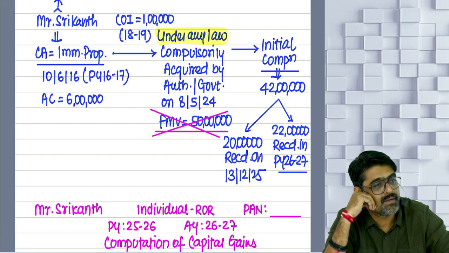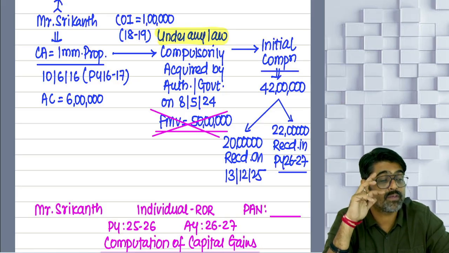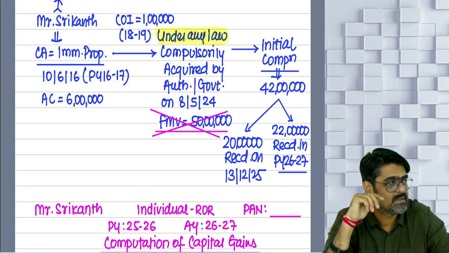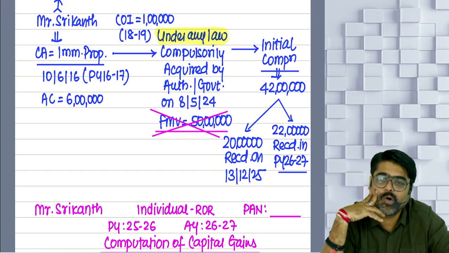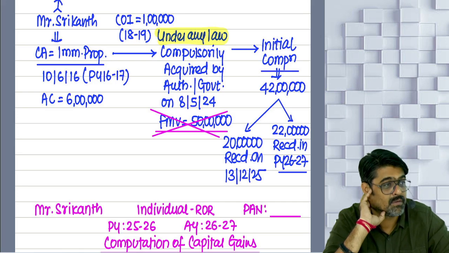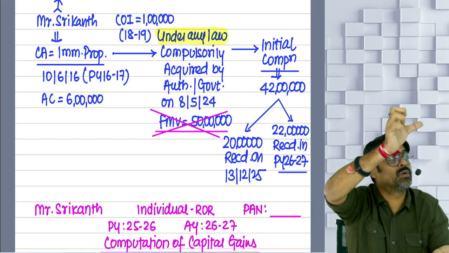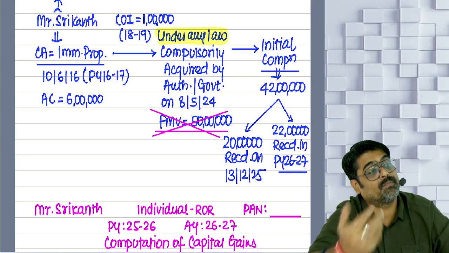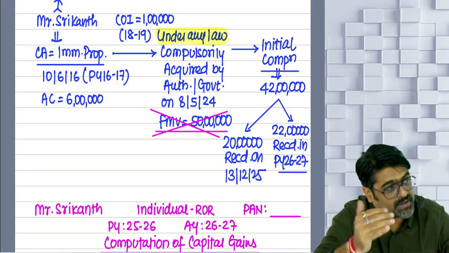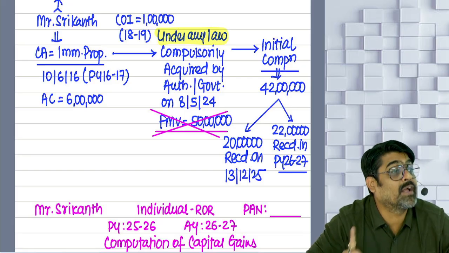But what if the judgment comes in his favor? Possible. What judgment will come? The court will pass a final order saying that the initial compensation should be increased to 55 lakhs. So Shrikant is going to get more. Initial compensation is enhanced to 55. So how much additional compensation is he going to get? 55 minus 42, balance 13 lakhs extra compensation the court has ordered.